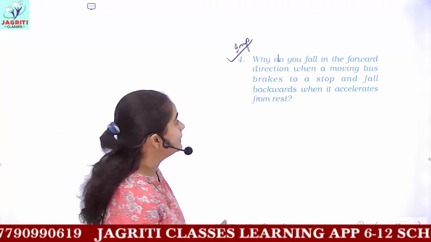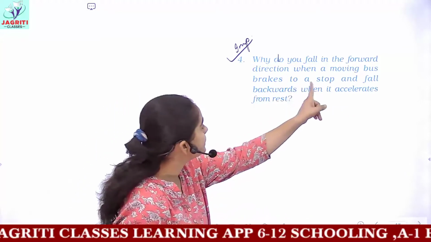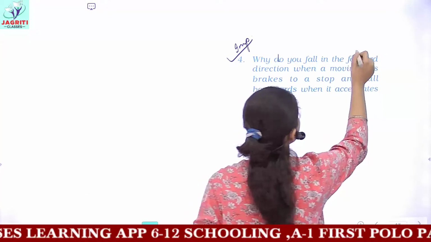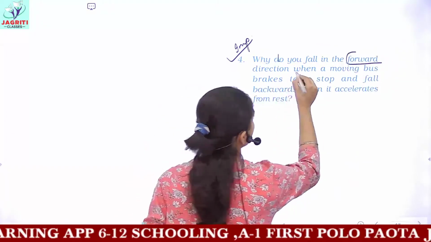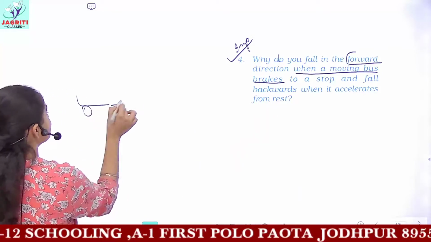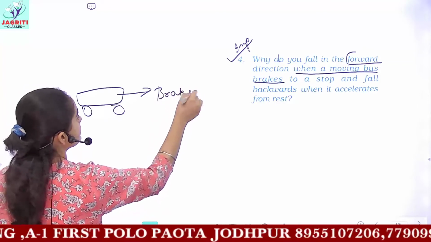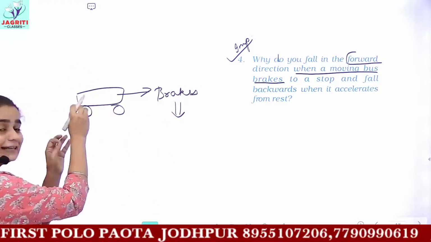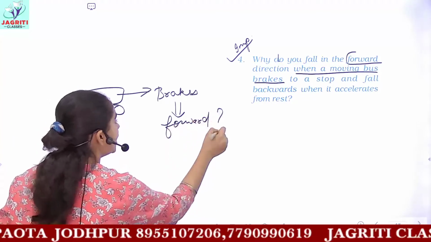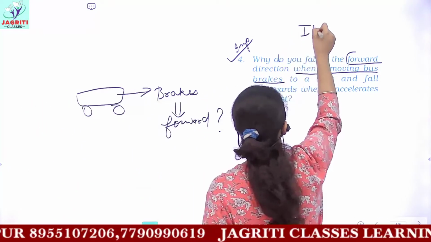It is given that when a moving bus applies brakes, the person falls forward. Whenever the bus is moving and it applies the brakes, the passengers who are sitting all tend to fall forward. Now the question is, why so? So this is again based on the concept of inertia.